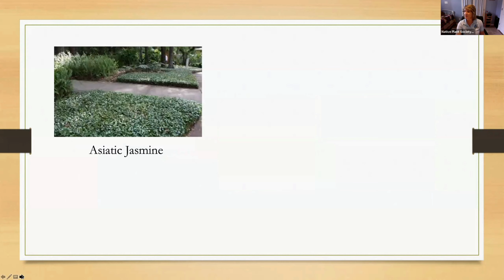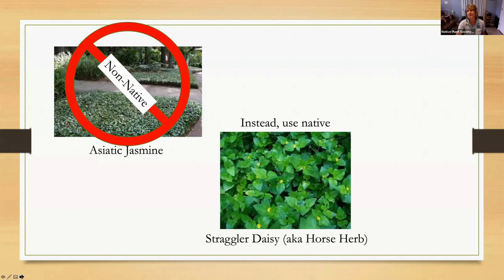What about ground cover? A lot of people like to put in some ground cover in places rather than grass, especially in shady spots, and I don't blame you. But again, look at the name, Asiatic jasmine. So clearly it is not native, not from here. I wouldn't call it so much invasive. I don't think it really escapes much, but it is not a native plant. Here are some alternatives to consider.